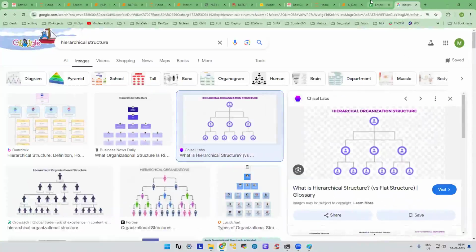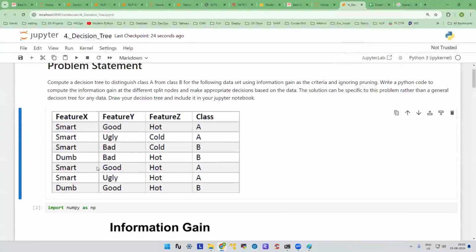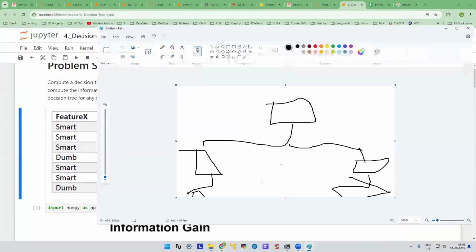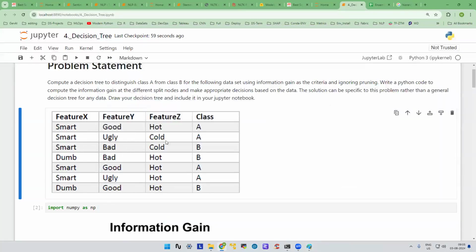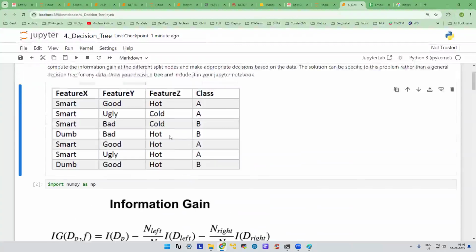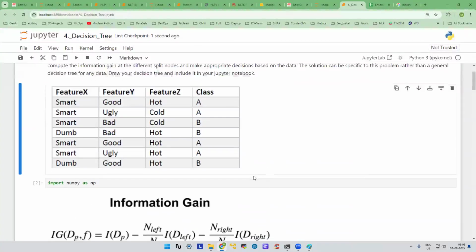So the question is, which input column should come as the parent node? The most efficient one needs to be picked so that the whole tree is much smaller, so that we can speed up the navigation and get the output. That's the whole idea. I have taken an example here: feature X, feature Y, and feature Z. Which of these three input columns needs to be taken as the best one?